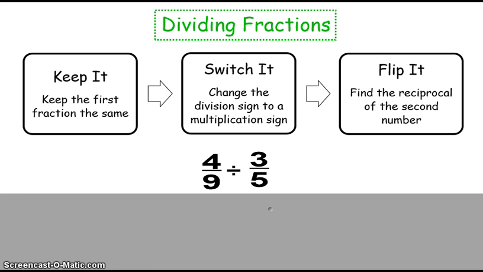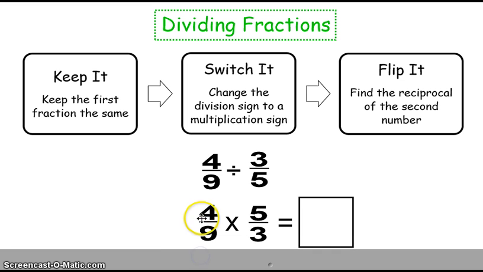The next example is 4/9 divided by 3/5. When we apply the keep it, switch it, flip it method, it becomes 4/9 times 5/3. Now all we need to do is multiply across. 4 times 5 is 20, and 9 times 3 is 27. Our answer is 20/27.